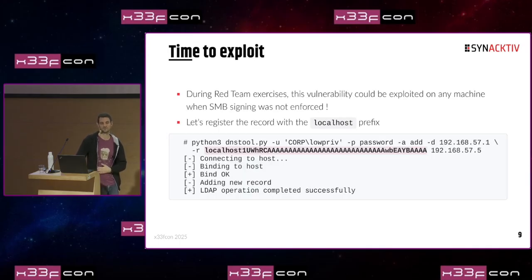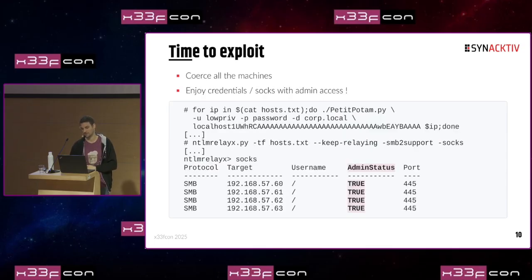So now, if you want to exploit this CVE during a red team exercise, you can exploit this vulnerability on any machine where SMB signing is not enforced. You just have to register the localhost record with the marshaled structure. Basically, by default, any domain user can add a DNS record in Active Directory. So you add this specific record, and then you can coerce all the machines on the domain where SMB signing is not enforced, and get free SOCKS or credentials on any machine. So it was quite easy to compromise any machine 3 days ago.